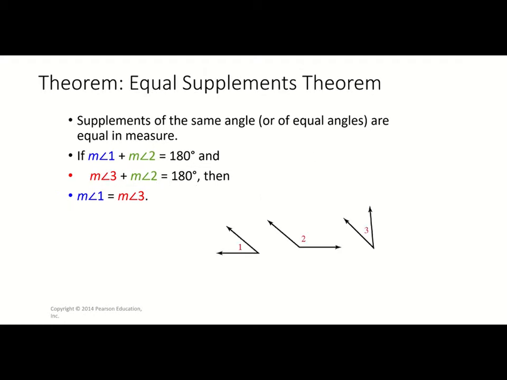Next up, we have the equal supplements theorem. It's the same thing as the complements, except now we're talking about supplementary angles. So here, supplements of the same angle, so again, angle pairs that add up to 180, or of equal angles, are equal in measure. So if I know that angle 1 is supplementary to angle 2, and I also know that 3 is supplementary to angle 2, that means because 1 and 3 are both supplementary to 2, that 1 and 3 have to be the same measure. They have to be equal to each other.